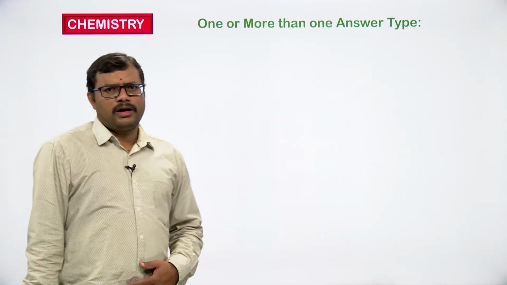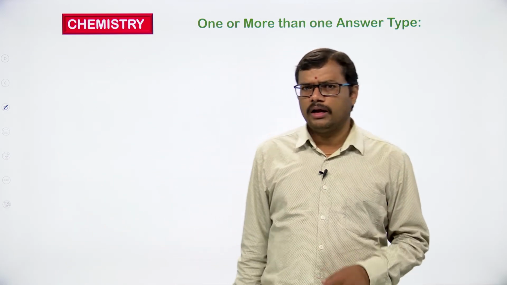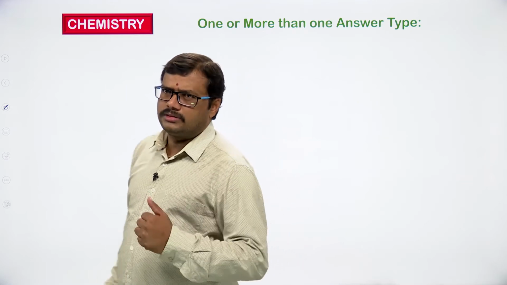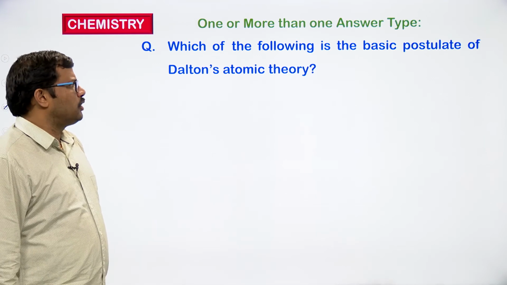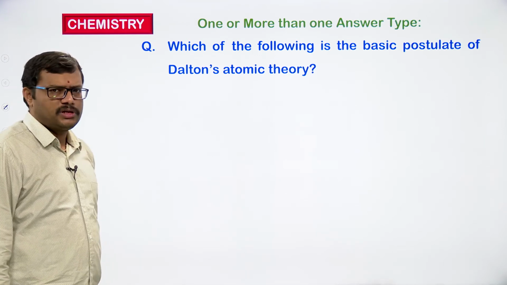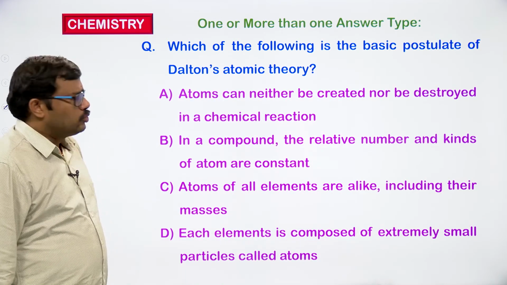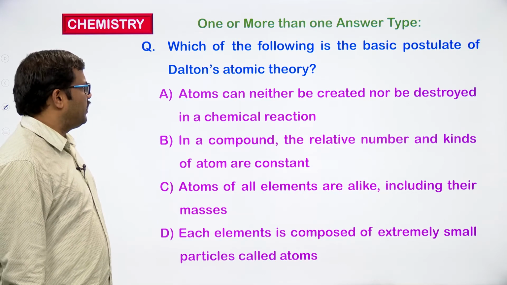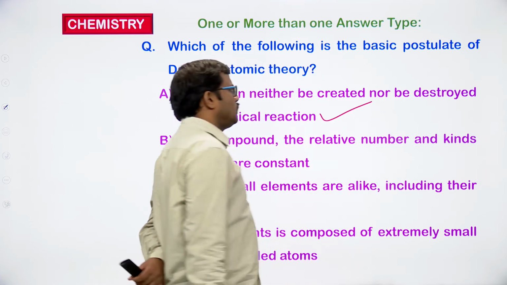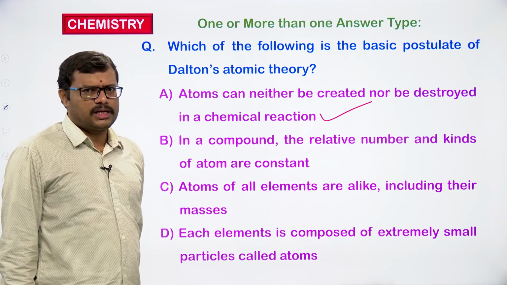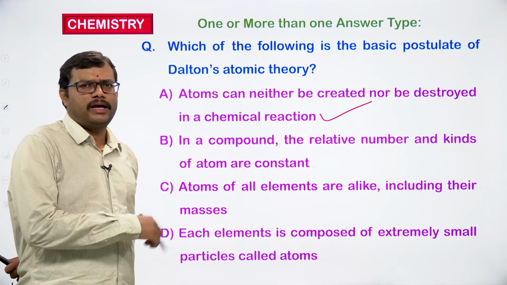Now we come across an advanced level, one or more than one correct type answers. In that case, which of the following is a basic postulate of Dalton's atomic theory? So if we observe the first one, atoms can neither be created nor be destroyed in a chemical reaction. Yes, this is a basic postulate of Dalton's atomic theory. Atoms are neither created nor destroyed in a chemical reaction. What happens? Just a transfer of atoms takes place, that's it.